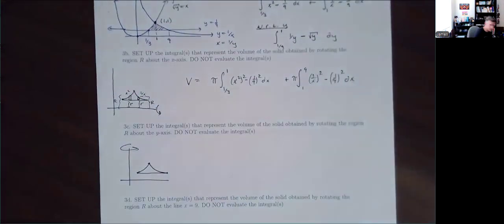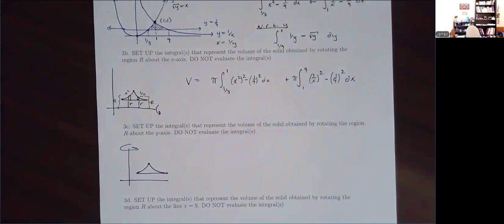Oh, my light went out. Sorry, one second. I accidentally covered up the sensor. There we go.